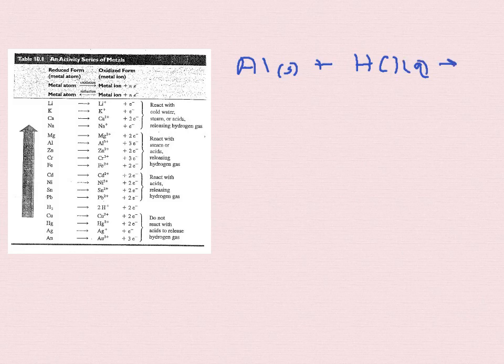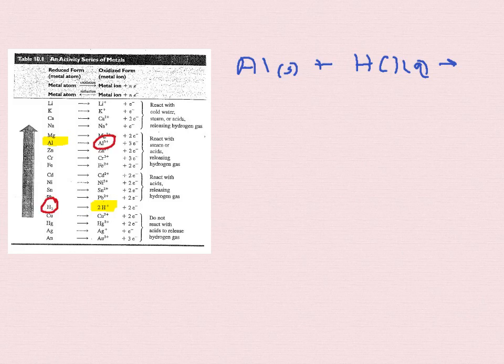The very first thing you need to do is go to your table for activity series of metals, and you need to look up and find your aluminum. Aluminum is quite high on the table, which makes it quite reactive. The hydrogen on the table is in its ionic form here on the right. And it will turn into, if the reaction happens, hydrogen gas, and the aluminum will turn into the aluminum ion.